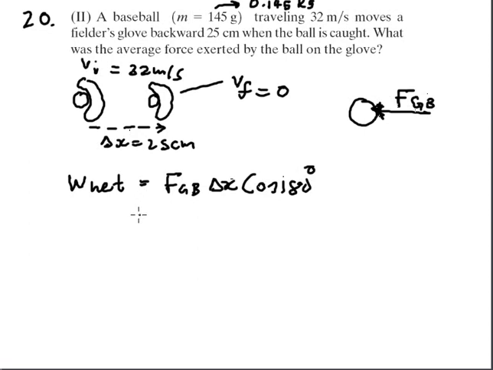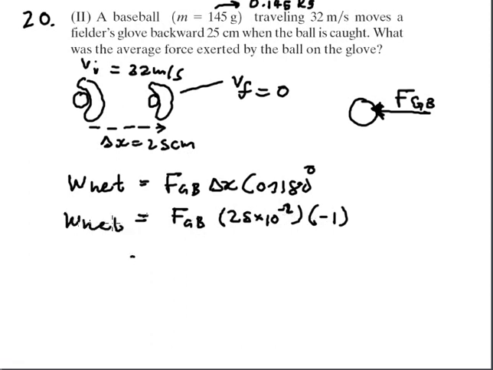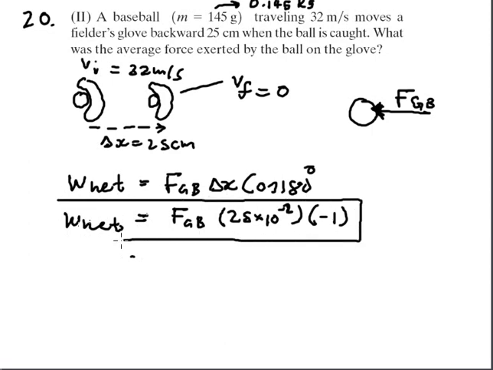And when you compute all of that, we simply get FGB multiplied by 25 times 10 to the power minus 2, converting centimeters to meters, and of course cosine 180 is negative 1. Okay, so we'll just leave that there for now. Just box it up. I'm going to come back to that shortly. So we basically need to chase down more expressions and equate.